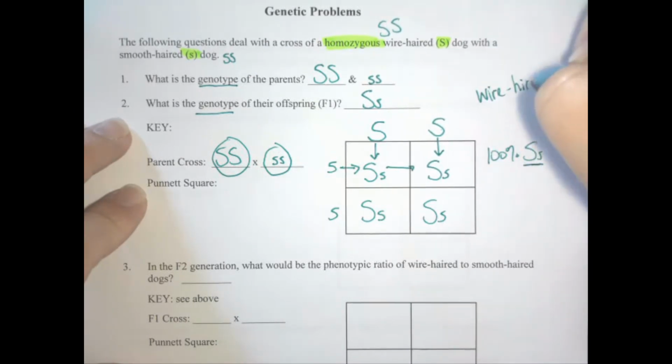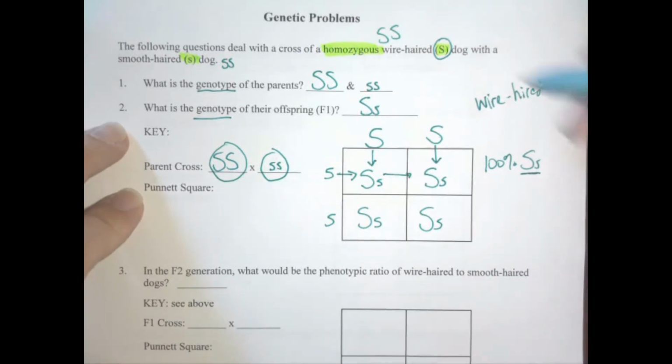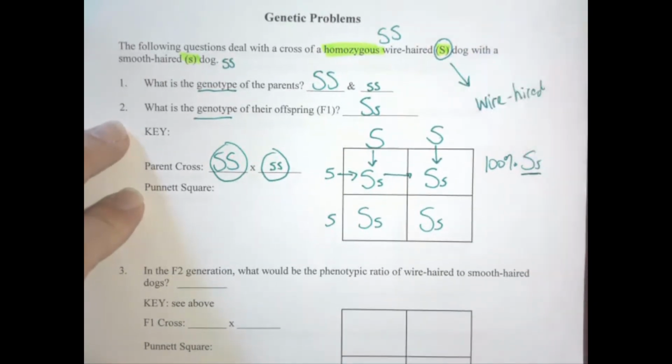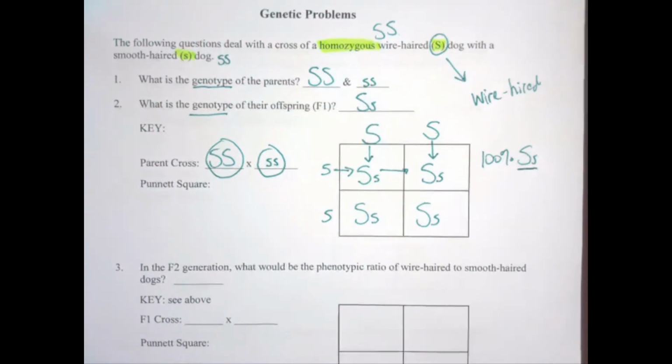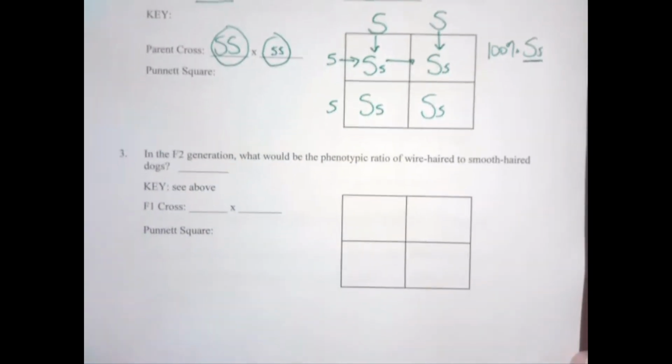Now, they are wire-haired because they have that big S based on the instructions. Okay, and so that's what that means. If they have a capital S, they are wire-haired. All right, so this is just an example. All right, let's come down here to number 3.